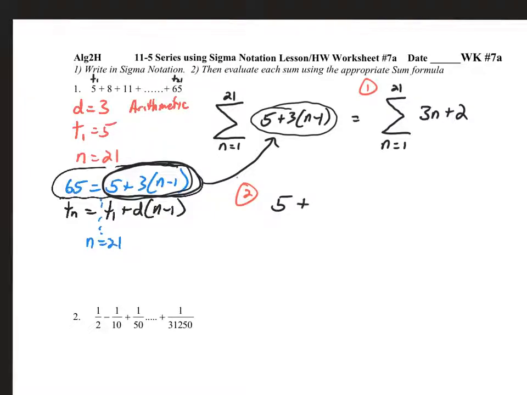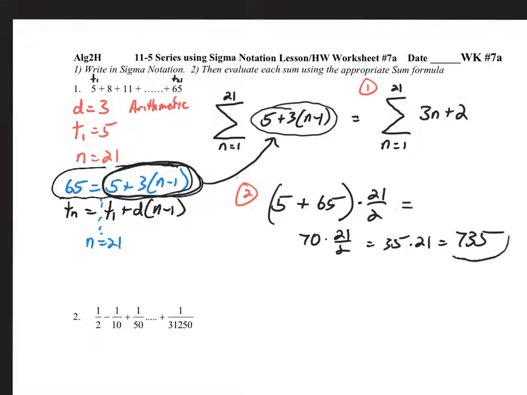You add it to the last term, which is 65. And then you times that by the number of terms, which is 21 over 2. And this will give you the sum of the series, which is 70 times 21 over 2, which is 35 times 21. 35 times 21 is 735.